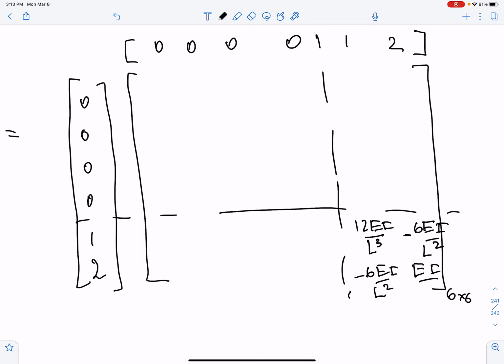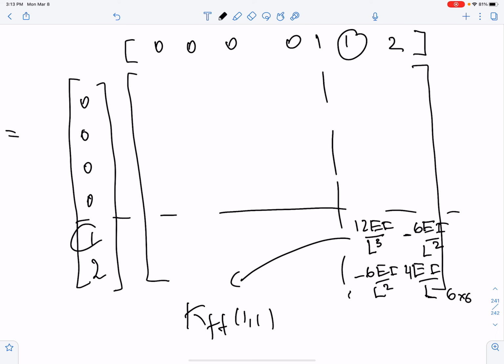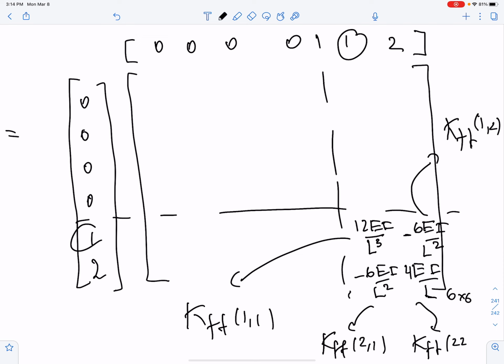EI over L, 4 EI over L. Okay. Right. And so now if we look at the entries of the ID array, this guy goes into KFF11, this guy goes into KFF12, this guy goes into KFF21, and this guy goes into KFF22. Okay, so keep that in mind. We move on to element B.